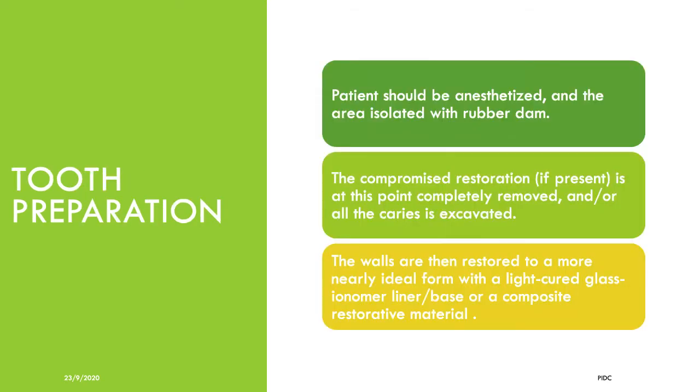Tooth preparation. In each case the first step is anesthesia if it is required. The patient should be anesthetized and the area isolated with rubber dam. Once it is done, the compromised restoration, if any is present, is completely removed and all the caries is excavated. The walls are then restored to a more nearly ideal form with a light cured glass ionomer cement or a composite restorative material. There should be a 2 to 5% divergence. This is to prevent any undercut over the walls.